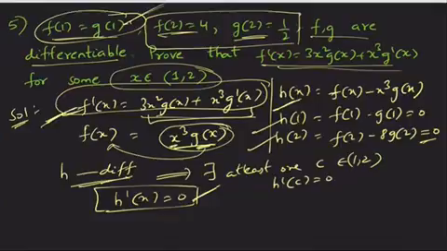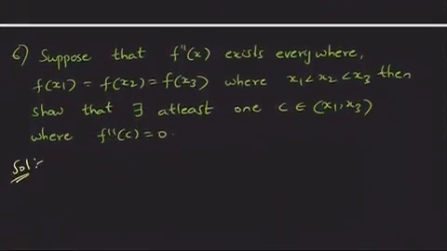In the previous three problems, we have been applying the same key idea again and again: that between any two roots of f of x equals 0, there always exists at least one root of f dash x equals 0. We have been using this idea repeatedly. So let's move on to the next question.